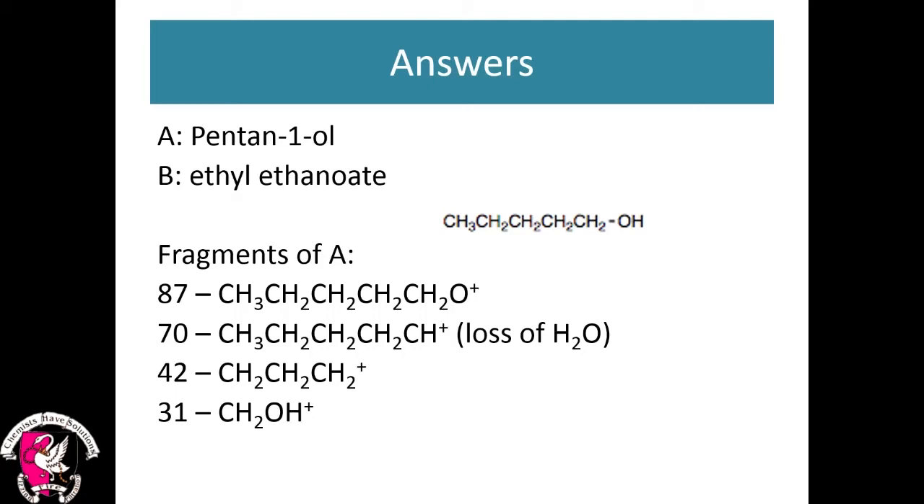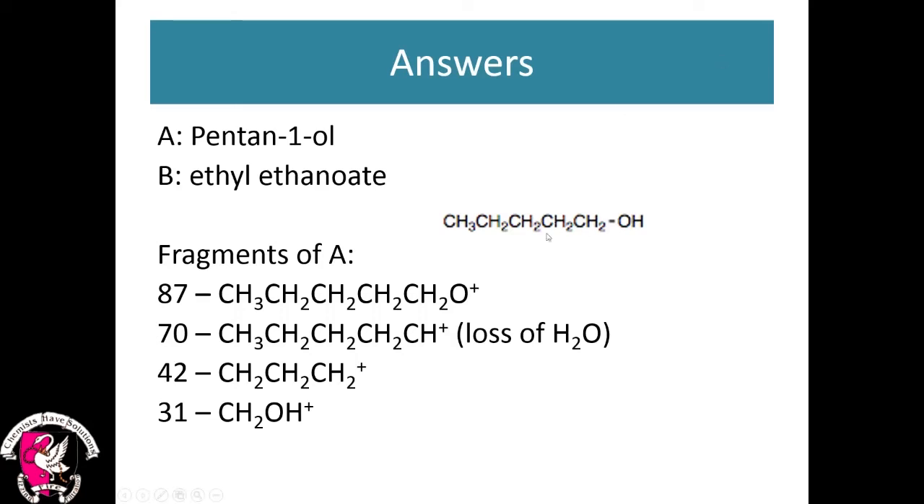Then we have a peak at 70, which is a loss of H2O. Now this one you may not have got, but it is characteristic for alcohols to lose H2O, which is obviously 18. So if you see that 18 has been lost, then that usually identifies that it is an alcohol that you're looking at. Then we have the peak at 42, which is just from CH2CH2CH2, and then the peak at 31, which is CH2OH.